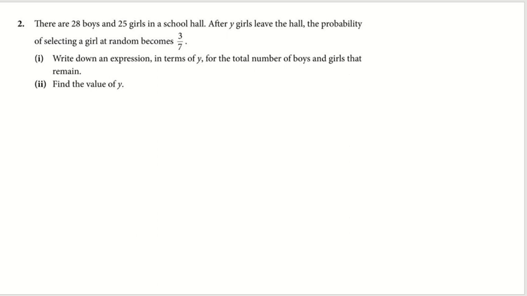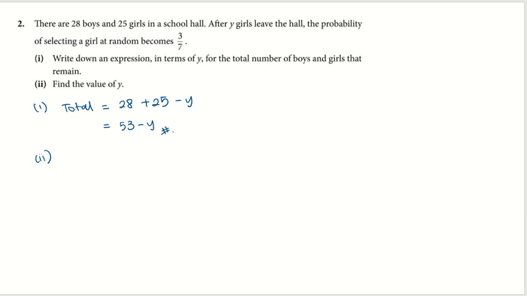So 28 boys, 25 girls to begin with. After y left, they want you to find the total number of boys and girls that remain in the hall, correct? First, I want to find the total number of boys and girls remaining. I need to add my original number of boys and girls first, right? But y girls left the hall, which means I need to subtract y to give me my total number of students. So 28 plus 25 gives you 53. The y cannot be simplified, so let's just leave it. This is part 1.